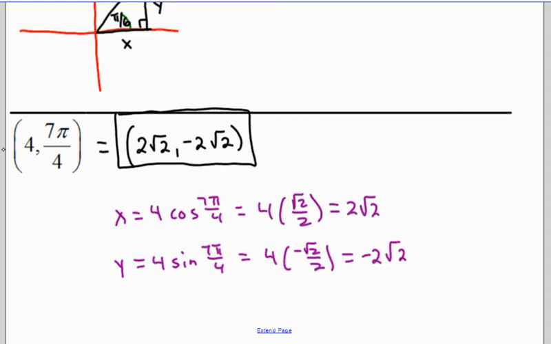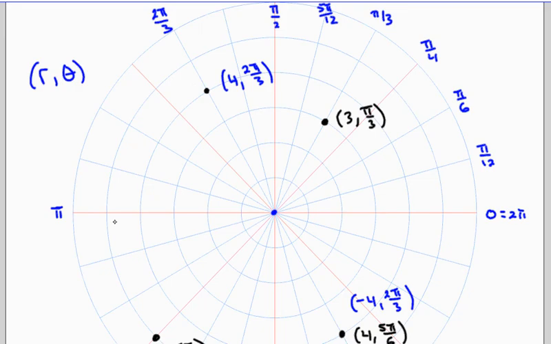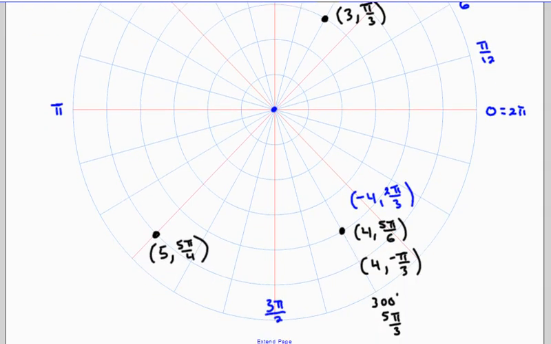And you guys, this makes sense if I was to plot this point. I'll go back to our polar graph here. All right, I'm going to move these extra things that I wrote here. Okay, 7 pi over 4 would take me around to here, and here's the point 4. So we just figured out this is the point 4, or the radius of 4.